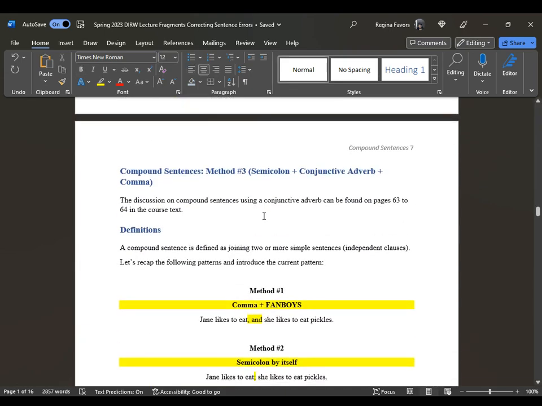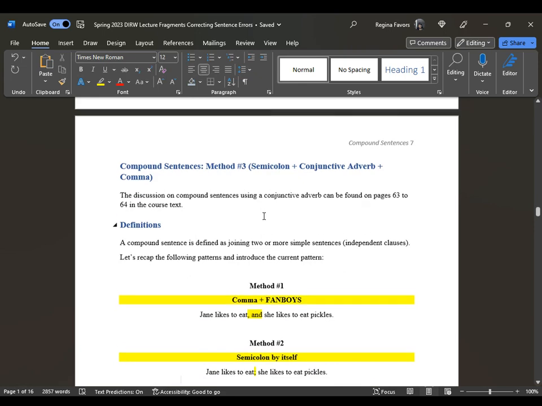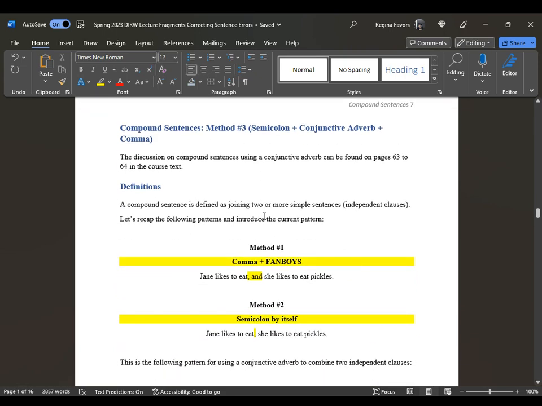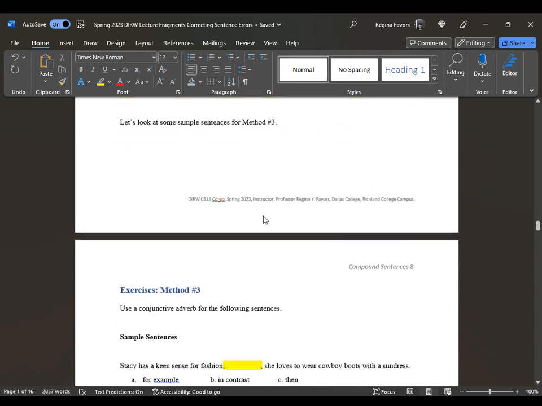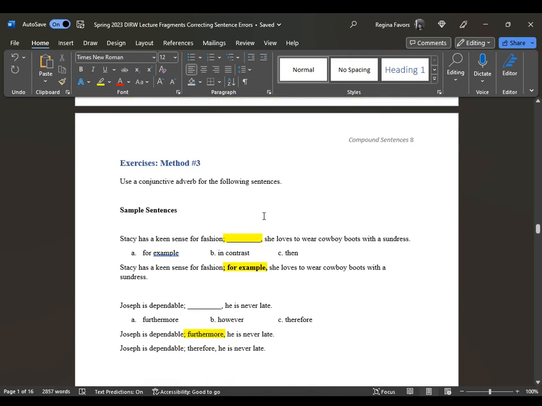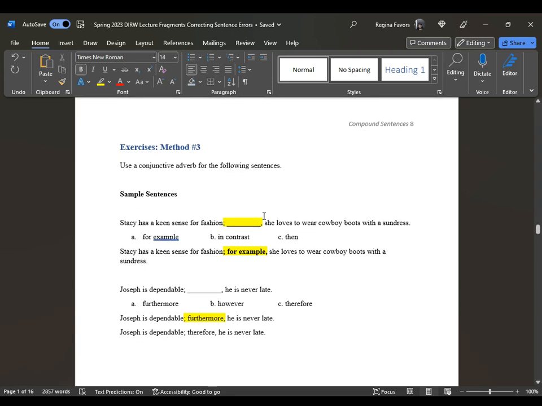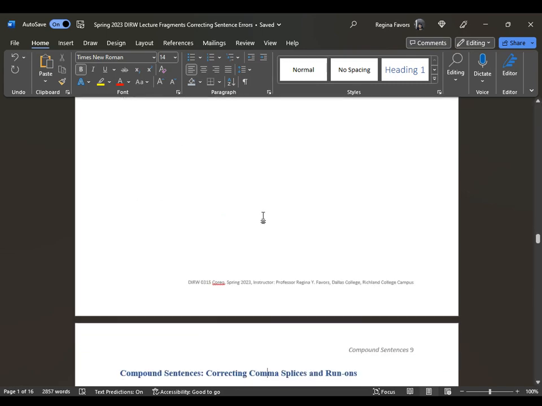So then we have method number 3, which is your semicolon, conjunctive adverb plus comma, and you're still joining two or more simple sentences, independent clauses, using these three methods. So method number 3, we remember the use of for example, furthermore. So always remember that the for example that you might use will have some relation to the FANBOYS that you use. So it's the same kind of meaning. So in addition will be for and, right? But would be for however, or however would be for but.